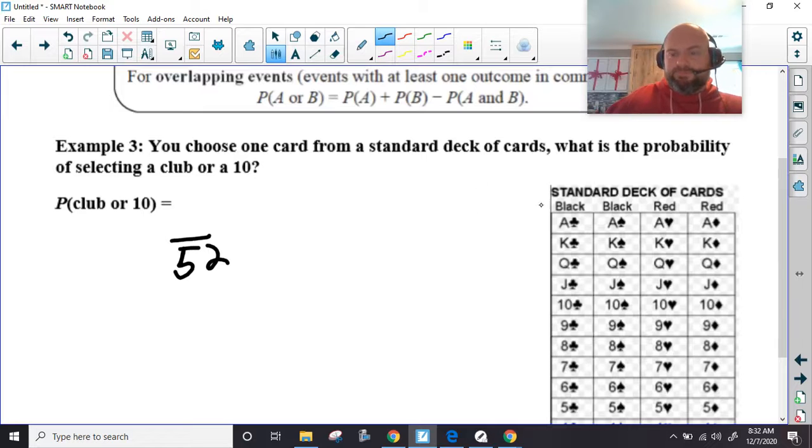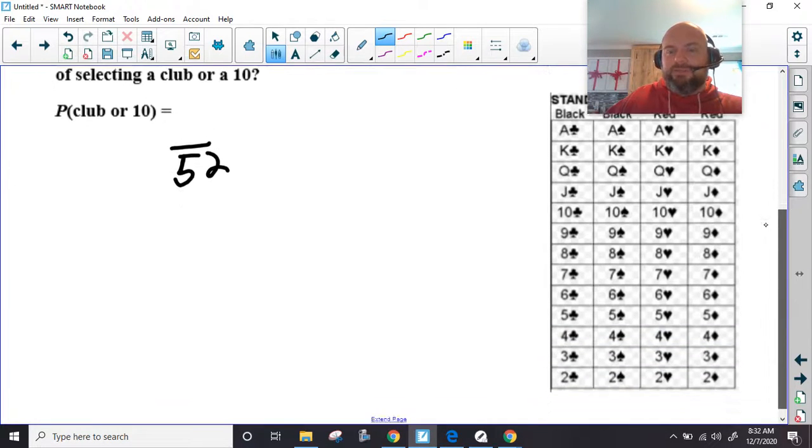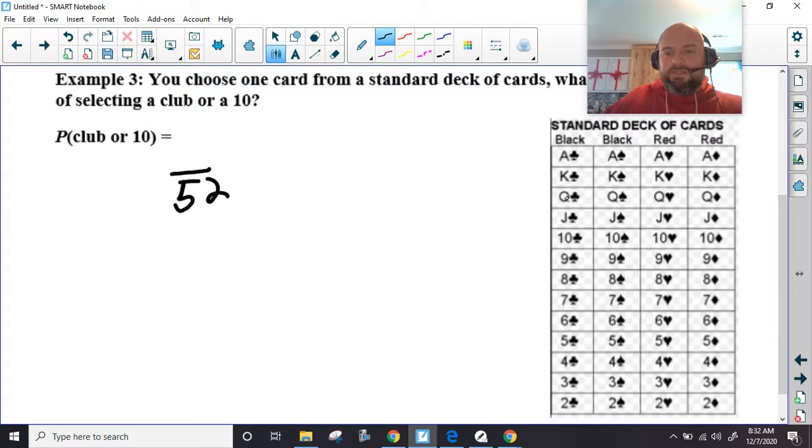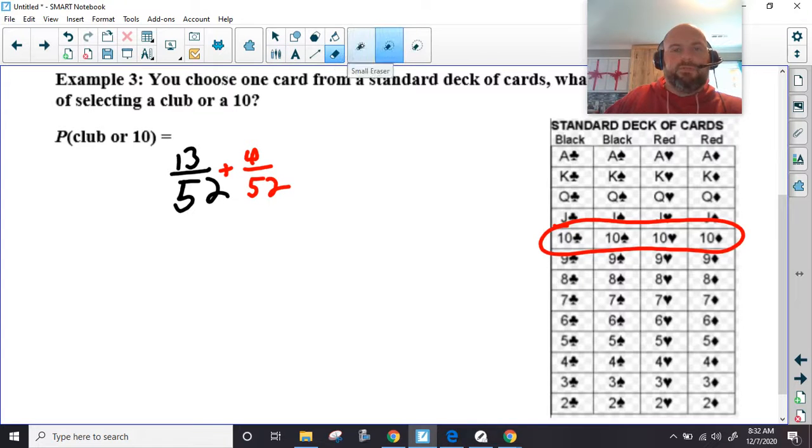So, probability of getting a club. That's also what we call the puppy's feet. 1, 2, 3, 4, 5, 6, 7, 8, 9, 10, 11, 12, 13. So there's 13 of these. That's the puppy's feet, that's the clubs. Plus the probability of 10s. Well, there's going to be 4 10s of them right here. And that's the ugly 4. Yep, that's ugly.